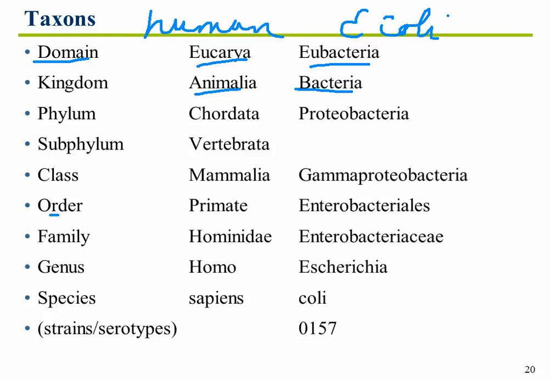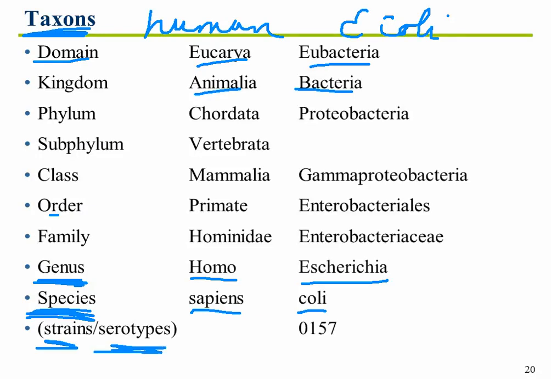By the way, these rankings, kingdom, phylum, subphylum, class, subclass, order, suborder, family, subfamily, are called taxons. It's the name for that level. And then we finally get down to genus and species. Escherichia coli, Homo sapiens. Now, in the case of bacteria and other microorganisms, you can even get down to something smaller than a species. They're called strains or serotypes.